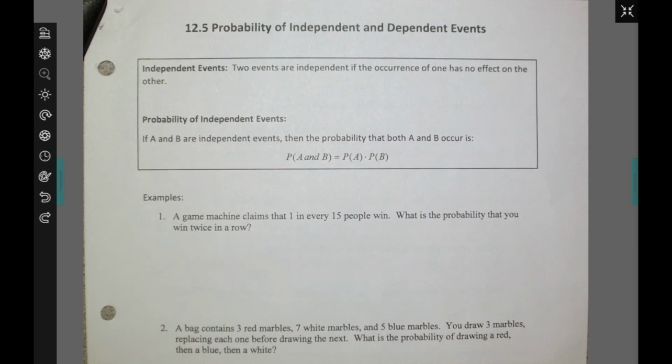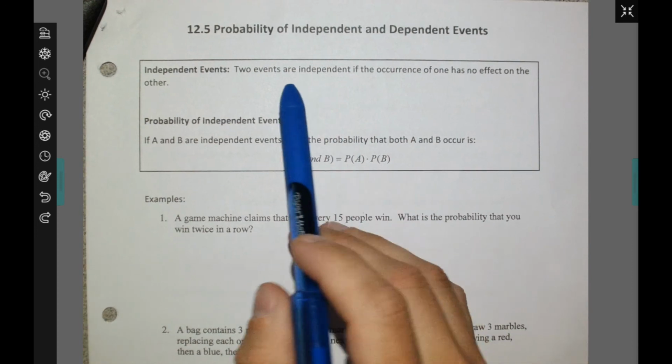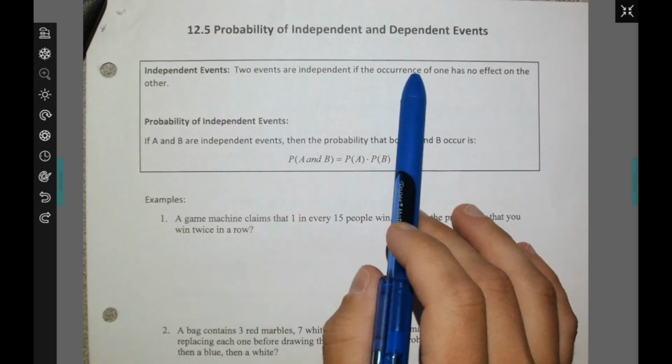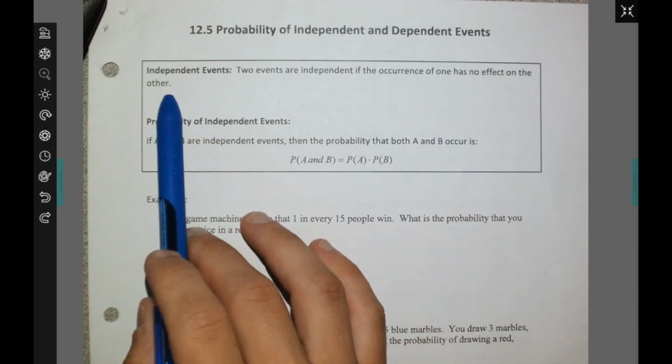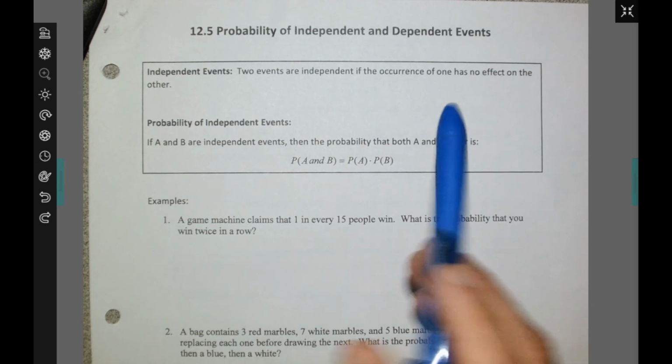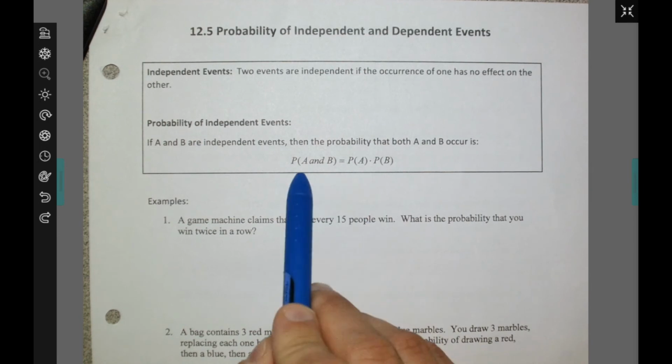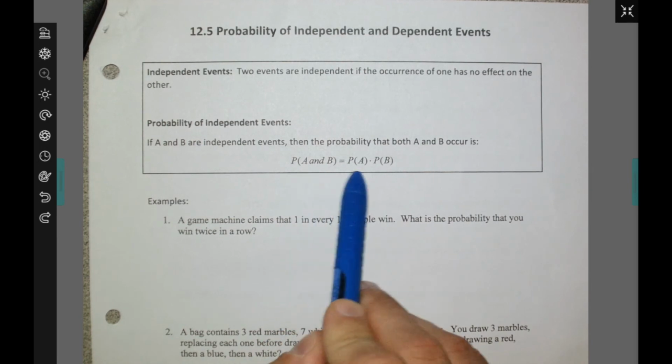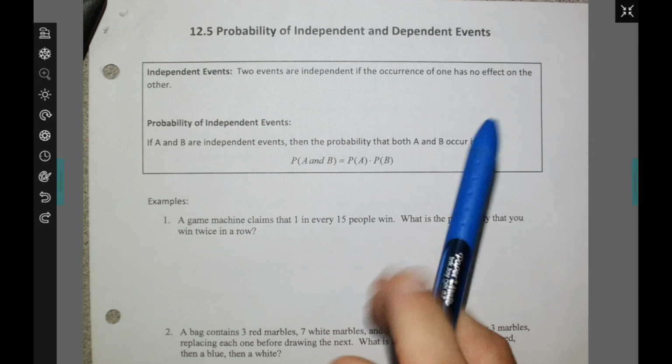All right, 12.5 deals with probability of independent and dependent events. So an independent event is going to be where two events occur and they have absolutely no effect on each other. So pretty much the probability we've been doing so far has been that of independent events. They give you a formula right here. So the probability of both A and B happening is the probability of A times the probability of B.